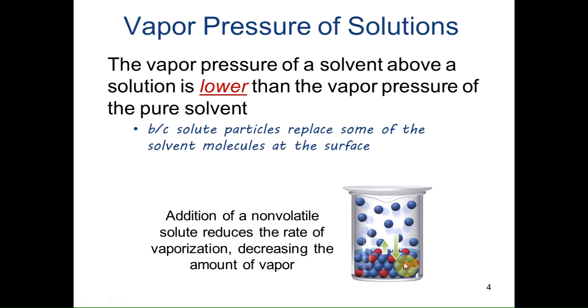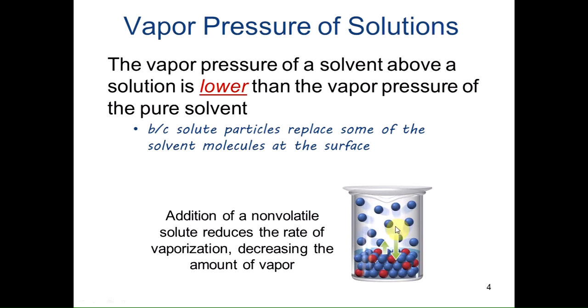Now if we add a non-volatile solute, something that does not evaporate, this is going to reduce the rate of vaporization. It's going to decrease the amount of vapor. So notice that we've added these little red particles. These represent our non-volatile solute, so they're interfering with that process. And when they interfere, you can't have as many of the solvent molecules going into the gas phase, so it's going to lower the vapor pressure above the solution.